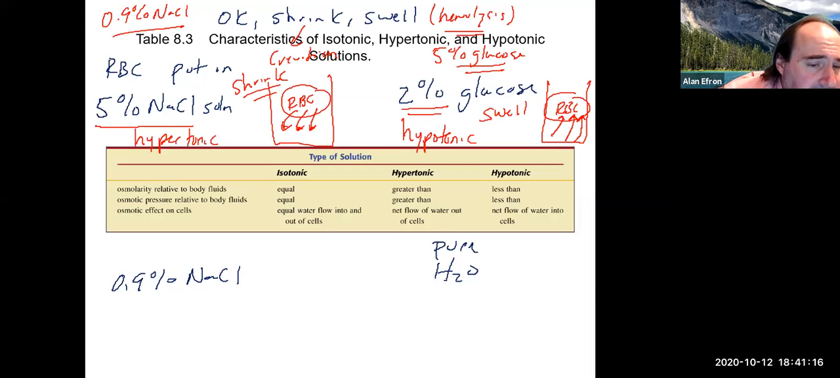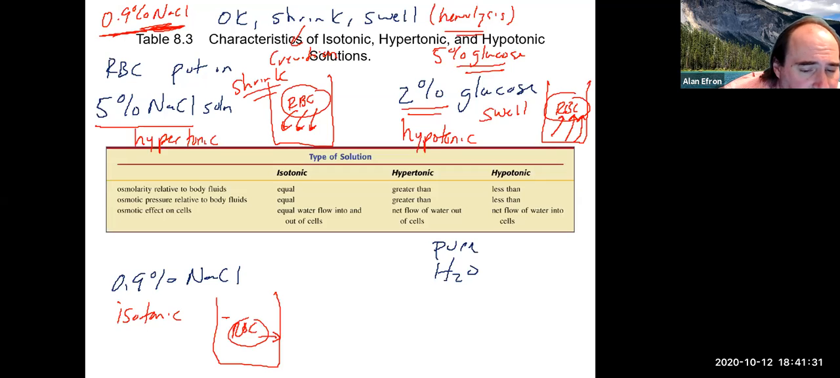Coming here to 0.9% sodium chloride, 0.9% is an isotonic solution. So that is an isotonic solution. That means if we put our red blood cell into our isotonic solution, water would go in and water would go out at the same rate, and your cell would be okay in this particular case.